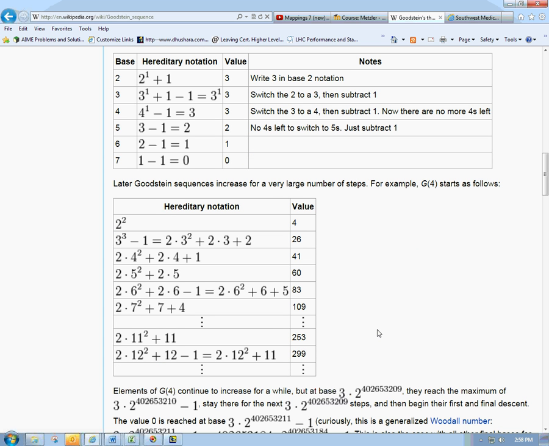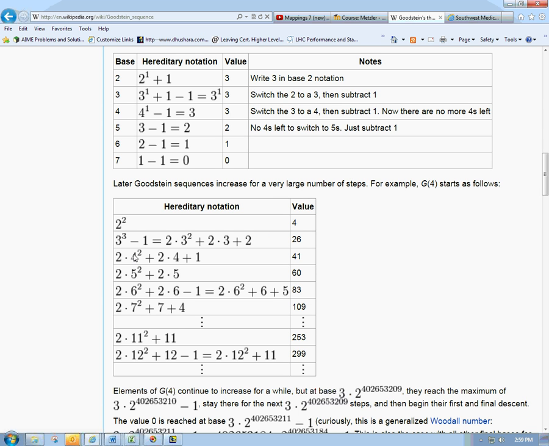G of 4 has just one little bit where we have to use the idea of hereditary notation, but it makes a huge difference. Remember, the weak Goodstein sequence for 4 did not last too long. But when we use hereditary base notation, 2 to the 2, each of those guys is the base. And so those both get promoted. So instead of just thinking of this as 2 to the 2 and that being promoted to 3 to the 2 like we did before, that gets promoted to 3 to the 3. But there's a crisis because I subtract 1, and so I just have to write that out: 2 times 3 to the 2 plus 2 times 3 plus 2. So that's already up to 26, which is bigger than it was in the weak case.